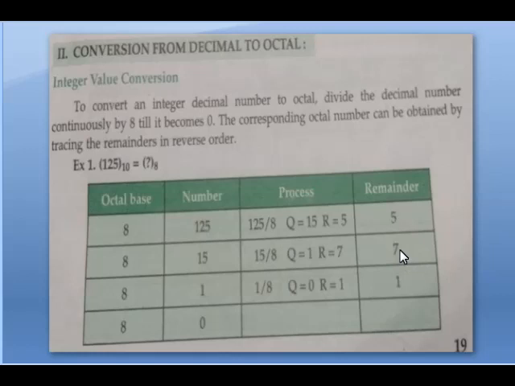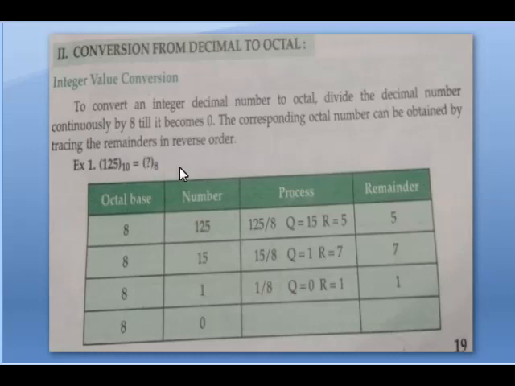This is integer value conversion. Here also we have to convert the fractional part, same as in binary. So if the base is 10, you have to convert the number to base 8. So divide the given decimal number by 8.